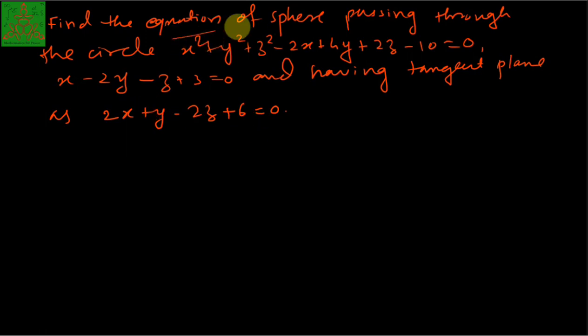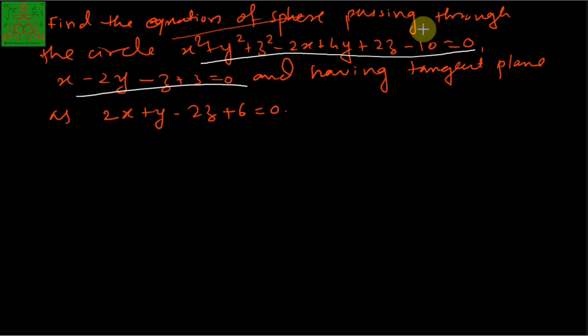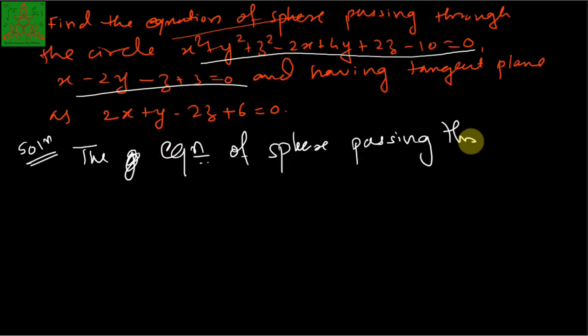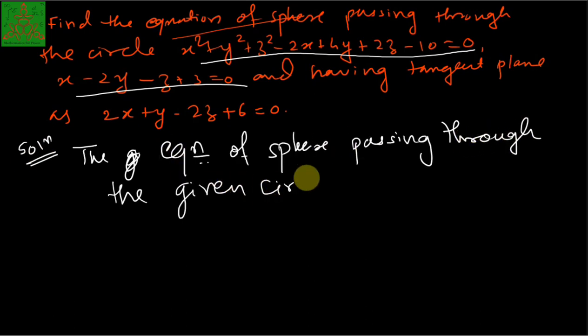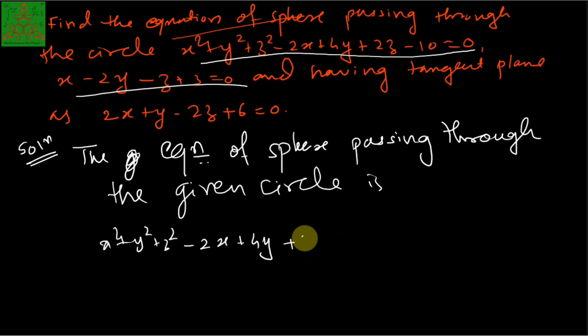It's passing through this circle. As we know, the equation of a circle is always a pair of two equations. So here one sphere is given, one plane is given. So we know that the equation of the sphere passing through this circle can be written as: x square plus y square plus z square minus 2x plus 4y plus 2z minus 10 plus lambda times (x minus 2y minus z plus 3) equal to 0.